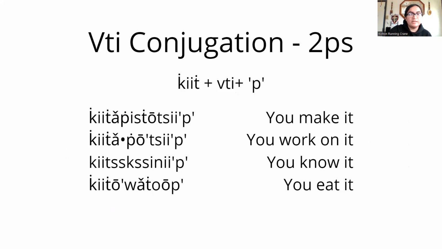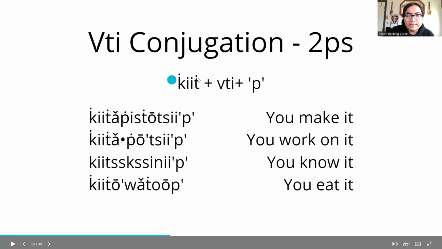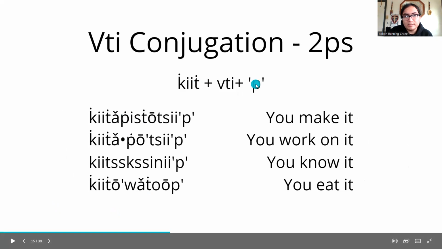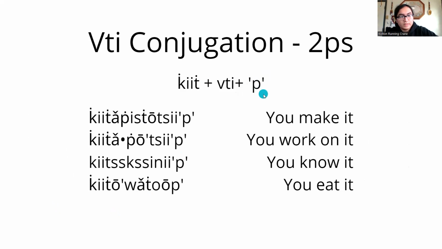For the second person singular, you add kit and then ish, except this ish is required this time. So you make it would be kitapestotsishpe. You work on it, kitapotsishpe. You know it, kitsksenishpe. You eat it would be kitowattup.